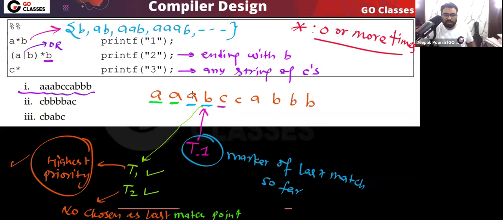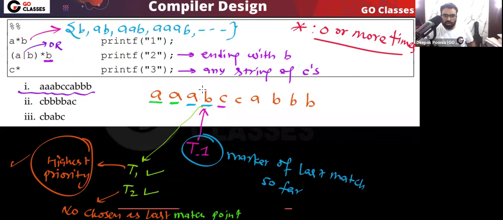Now you will read this C also. Triple A, B, C. You tell me who is in the race now? No one is in the race. Yes or no? Because you can see here you don't have any C. Here you don't have any C. So no one is in the race. Do you agree with me? When you have triple A, B, C, all these three are out of the race. Because all are out of the race, we will go to the last match point.